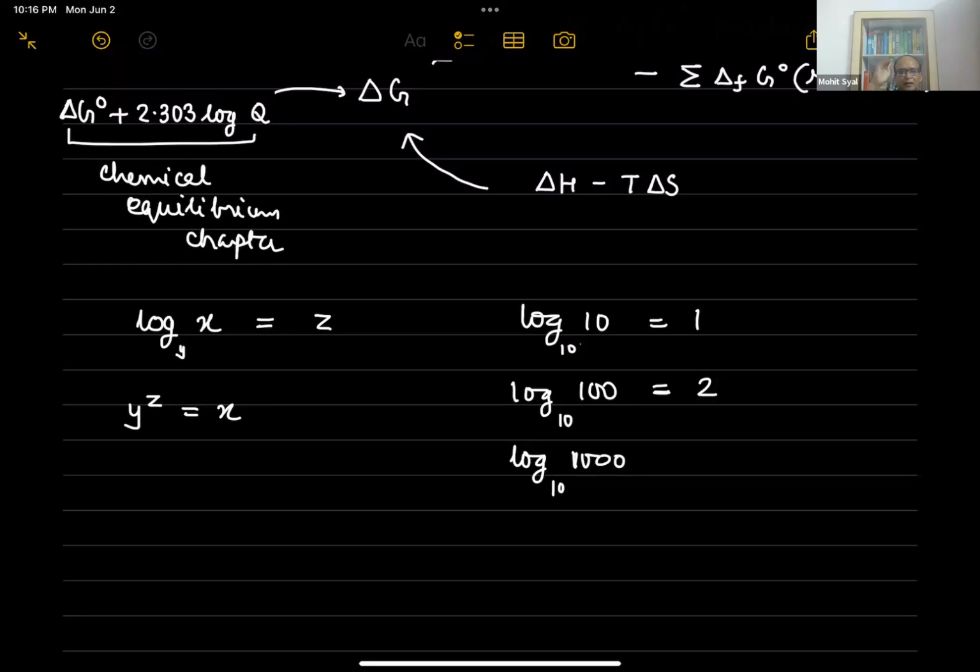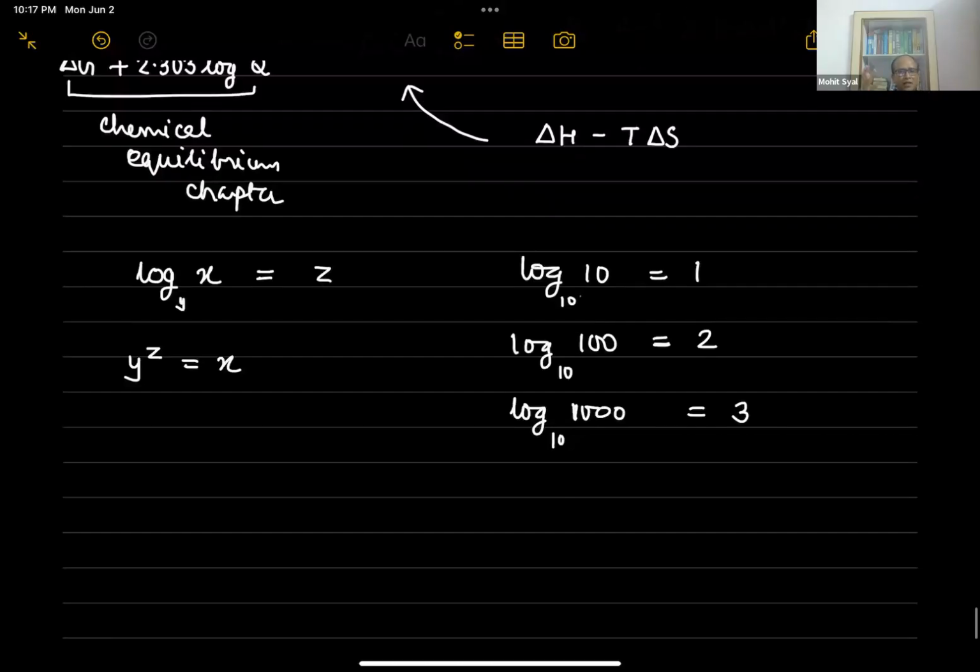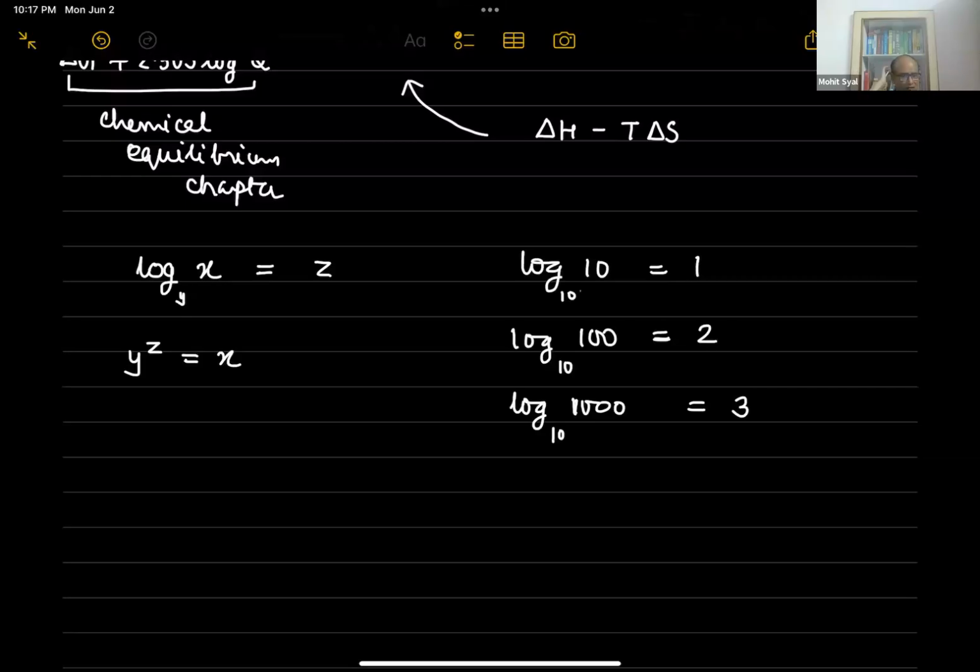So, what should be the power by which the base must be raised in order to get the number? What should be the power of 10 to make it 1000? Okay. So these values can be directly found for 10 or multiples of 10. The value is just equal to the number of zeros.